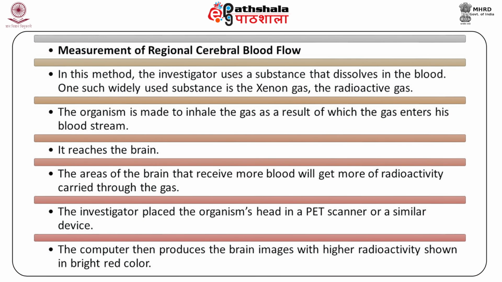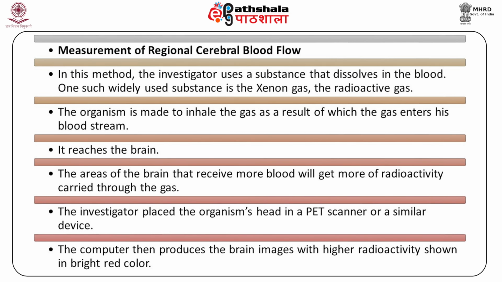In this method, the investigator uses a substance that dissolves in the blood. One such widely used substance is xenon gas, a radioactive gas. The organism is made to inhale the gas, as a result of which the gas enters its bloodstream.